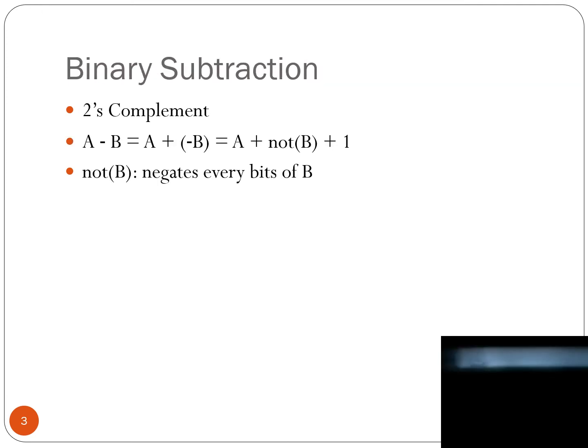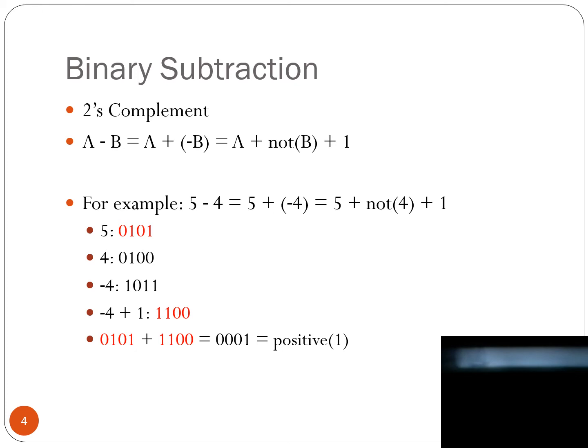So I will first very briefly introduce binary subtraction. You may have already learned it from your lecture. The idea of two's complement numbers: a minus b equals a plus negated b, right? And that equals a plus bitwise not of b plus 1. The bitwise not is to flip every single bit of b.